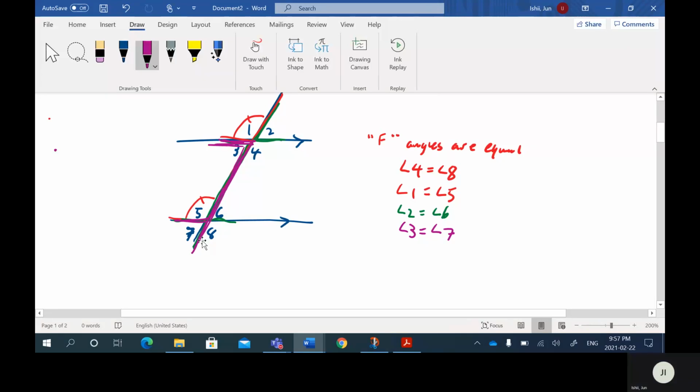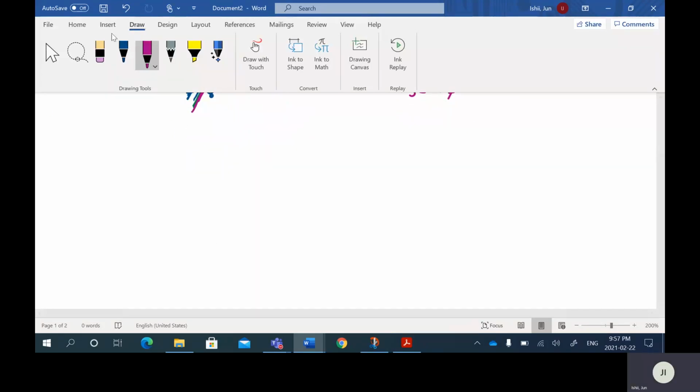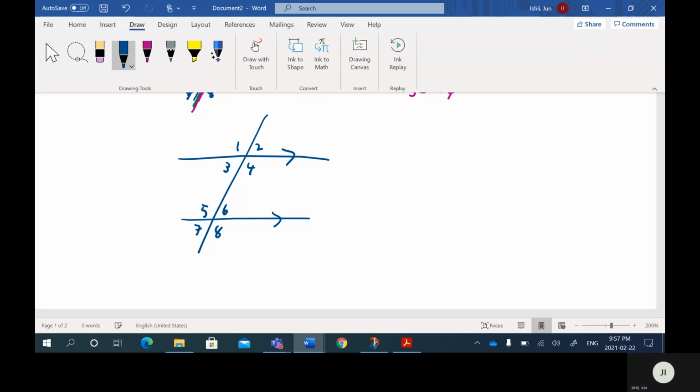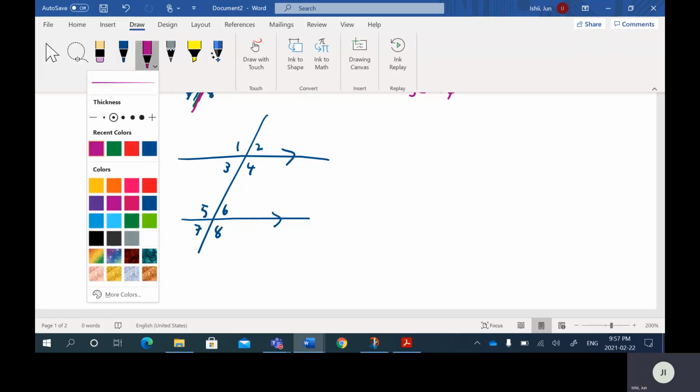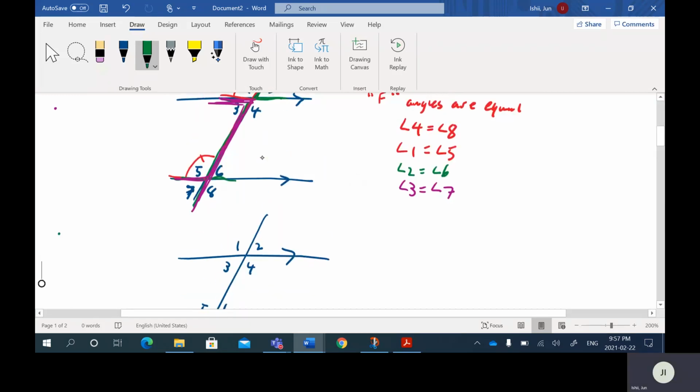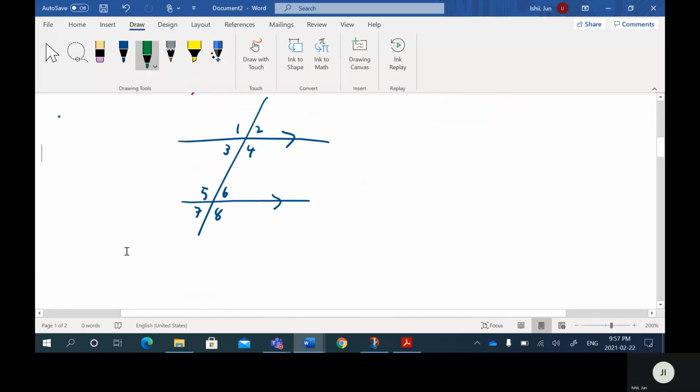Right. Now, the third property that I want to show you is another letter. Right? So again, let's create a transversal. As it turns out, 1, 2, 3, 4, 5, 6, 7, 8. There's one more letter we can actually create with these angles. Right? So angle 4 and angle 6 create the letter C, right? You guys see that?